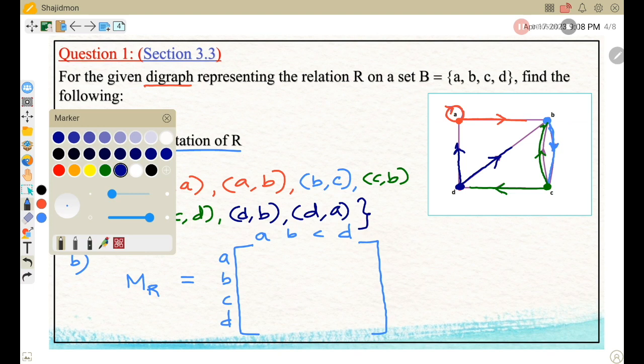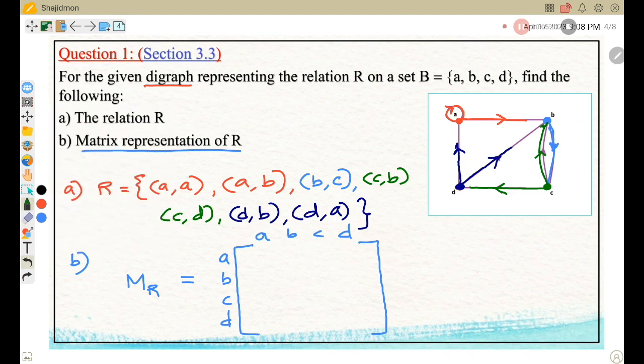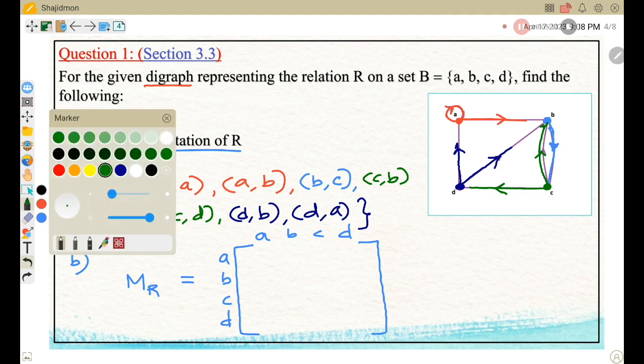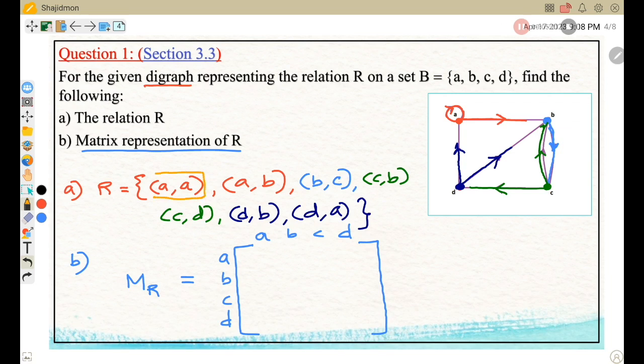Okay, now for each edge, we can write number 1 in the Boolean matrix. If there is no edge connecting two vertices, we can put 0. So what is the first edge? We can see AA, correct? From A to A there is one edge, so we can put 1 there. That means in row A and column A, that is AA, put 1. Now the next one is AB. From A to B we can put 1, because there is one edge there.